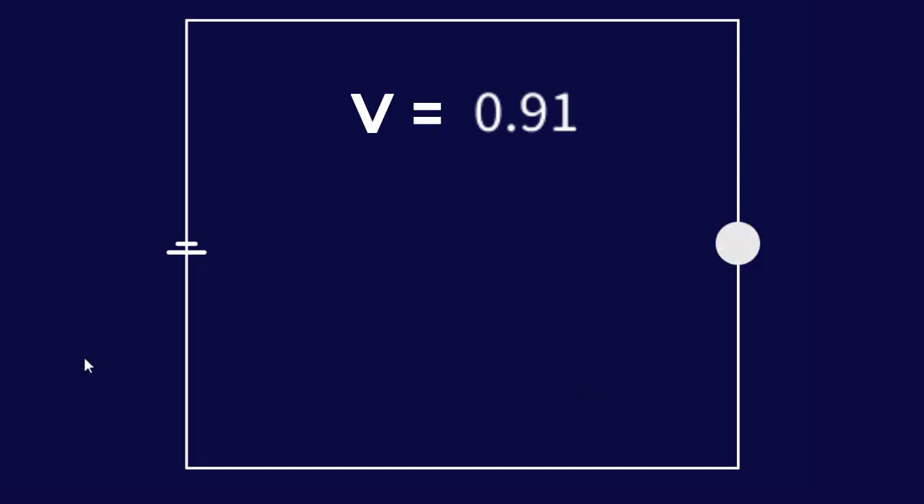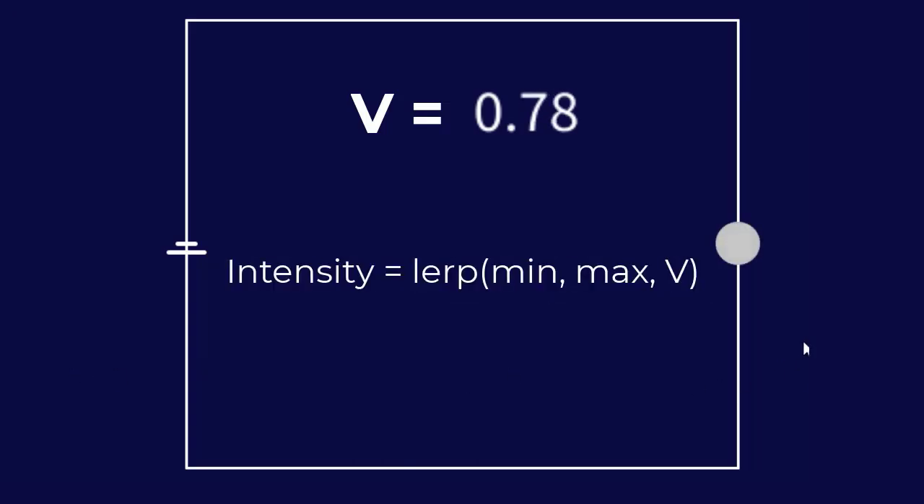Let's say that this is a white light. It is black at 0 voltage and white at a voltage of 1, so we can blend the colors black and white through this linear interpolation.